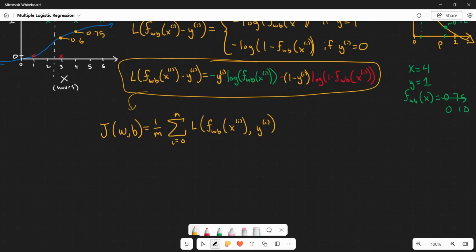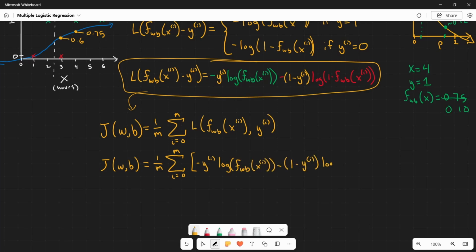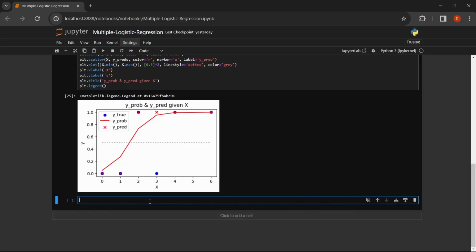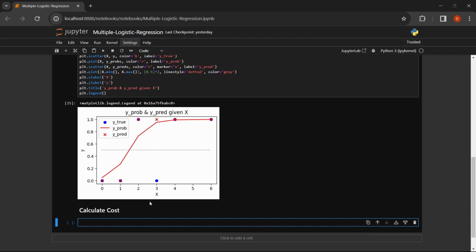And then if we wanted to expand it out further, and here we have our finished cost function. So let's go ahead and code that up in Python. All right, so in this section, we're calculating the cost. And let's go ahead and write out that function right now.